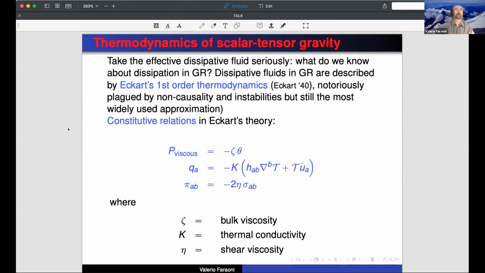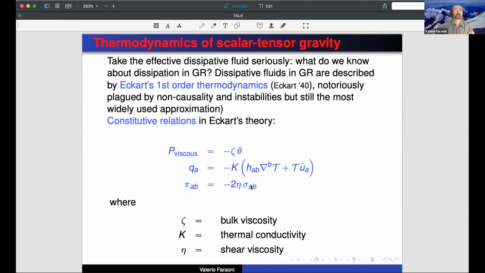We don't need the full theory here. There are some constitutive relations in Eckart's theory in which the viscous pressure, which potentially is there, is proportional to the expansion scalar. The heat flux density is given by a generalized Fourier law. So here, if you neglect the second term, you see that you have the usual Fourier law in which the heat flux density is proportional to the spatial gradient of the temperature, and K is the thermal conductivity.